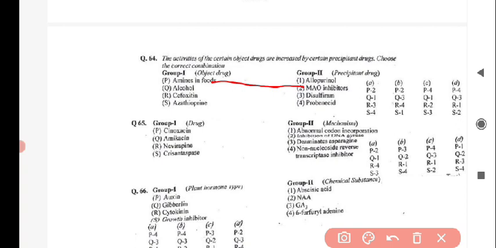For the second object drug, that is alcohol, the correct answer is disulfiram. For the third option, that is cefoxitin, the correct answer is option number 4, that is probenecid. And for azathioprine, the correct answer is option number 1, that is allopurinol. So option B is correct for this.